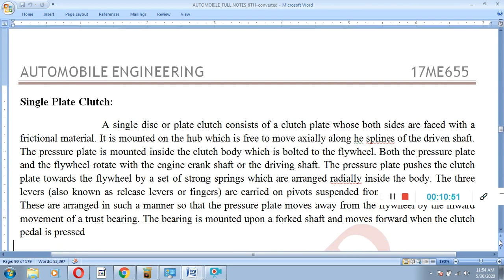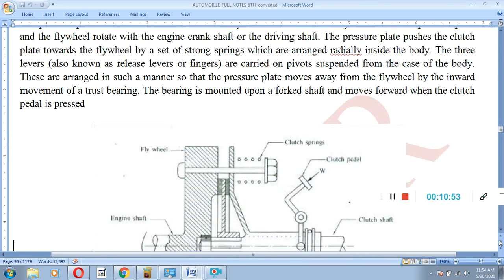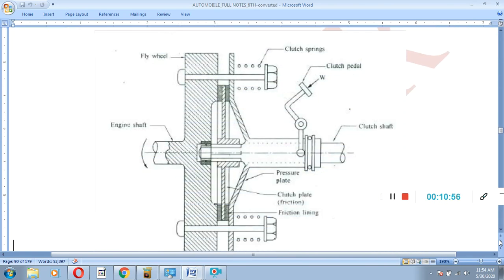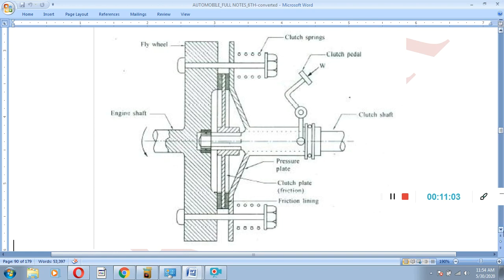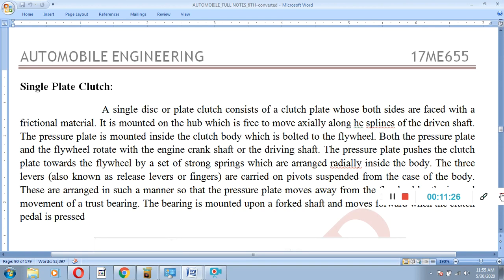A single plate clutch. Okay, this is the diagram for a single plate clutch. In this diagram we again have different parts. The flywheel is required here. Clutch springs are there. Clutch pedal, clutch shaft, pressure plate, clutch plate, friction lining, and the engine shaft. These are the different parts of the single plate clutch.